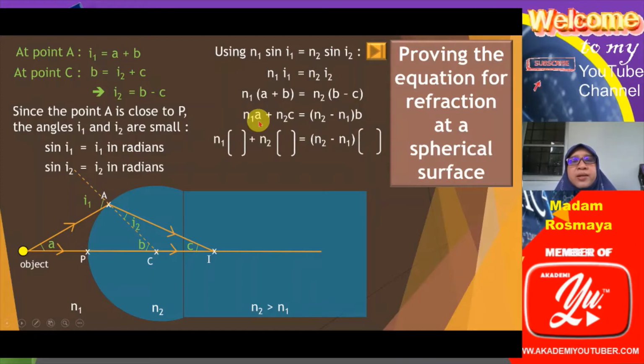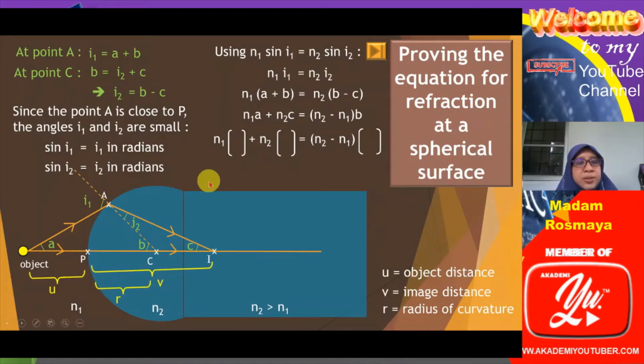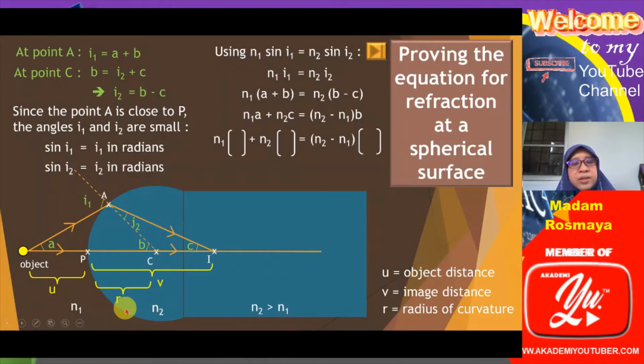So we can rewrite this equation by using the trigonometric ratio for A, C and B. Before that, we name the object distance as U, the image distance as V, and the radius PC of the imaginary sphere just now as R. We name this R as the radius of curvature. The height of the triangle here is H.